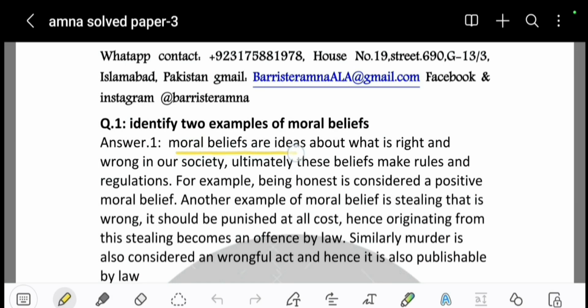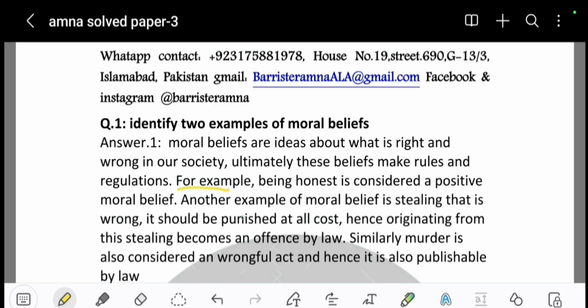Moral beliefs are ideas about what is right and wrong in our society. Ultimately, these beliefs make rules and regulations. So basically, in the first line, you have to explain what moral belief is. You have to say that moral beliefs are ideas about what is right and what is wrong. Obviously, we all know that if something is right, it is a right thing to do, and if something is visibly not right, that thing is considered a moral belief. We will also discuss the examples so that you can understand what moral beliefs are.